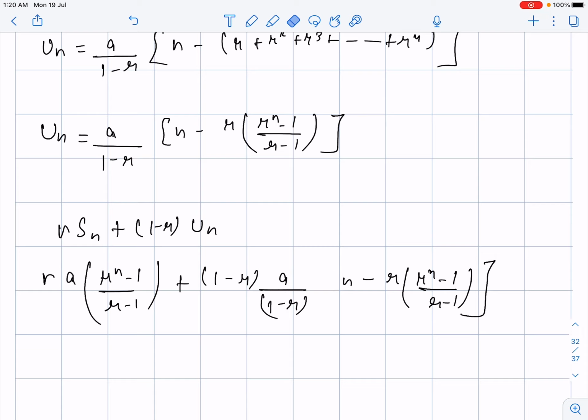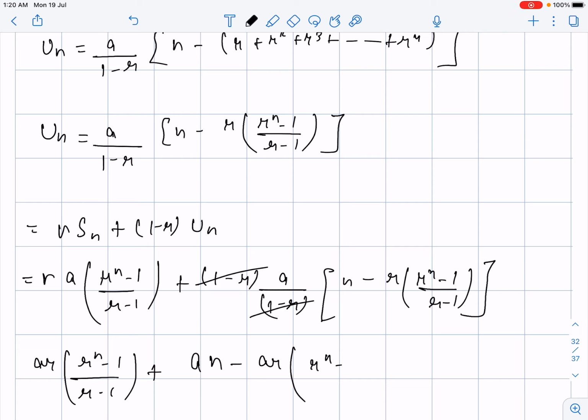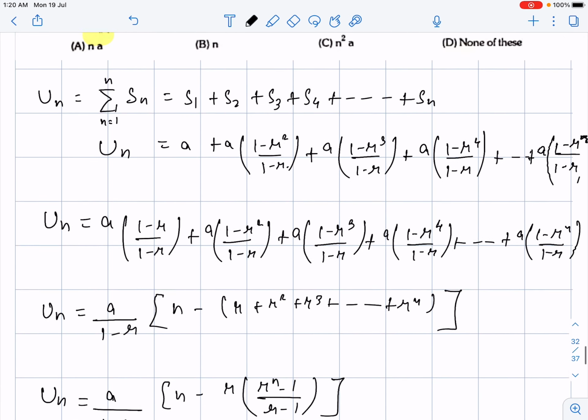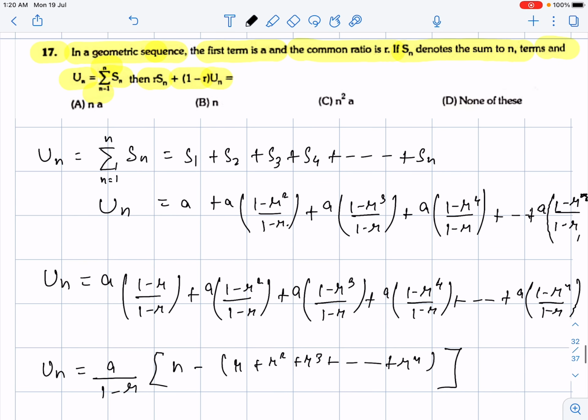Now let's move ahead and see what all things are getting cancelled over here. So 1 minus r and 1 minus r will be gone. So we'll be remaining with ar multiplied by (r to the power n minus 1) upon r minus 1, plus an minus ar multiplied by (r to the power n minus 1) upon r minus 1. So this whole thing will get cancelled with this whole thing, and we'll be remaining with an only, or na only. So an or na will be the final answer for this question. That means option A should be marked by us.